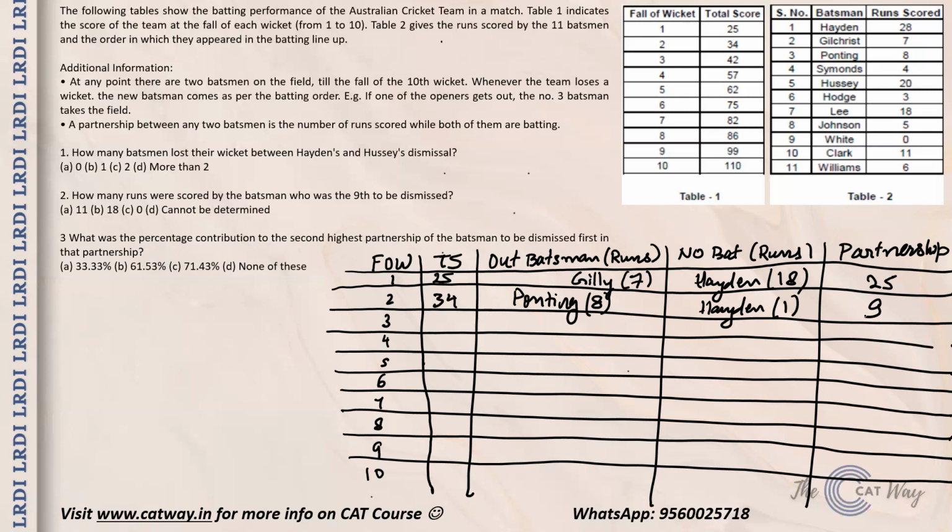Okay. Let's move to the third wicket. Third wicket fell at 42. Okay. Third wicket fell at 40.